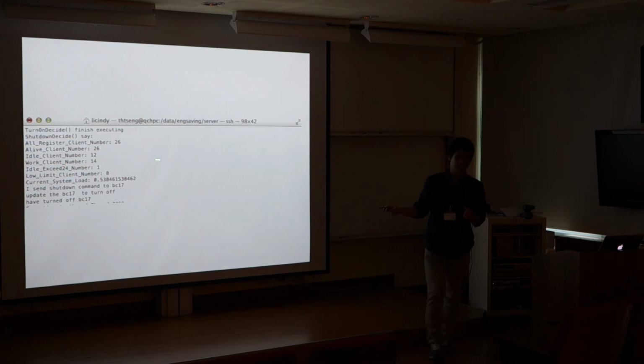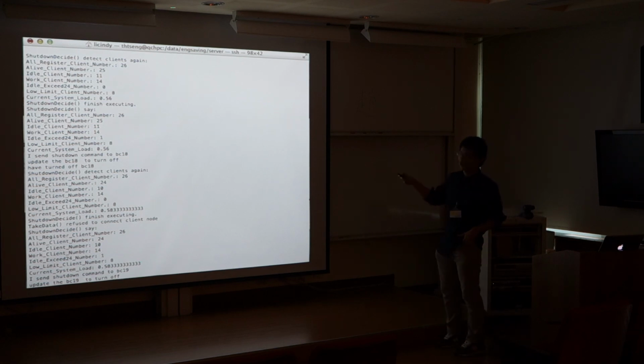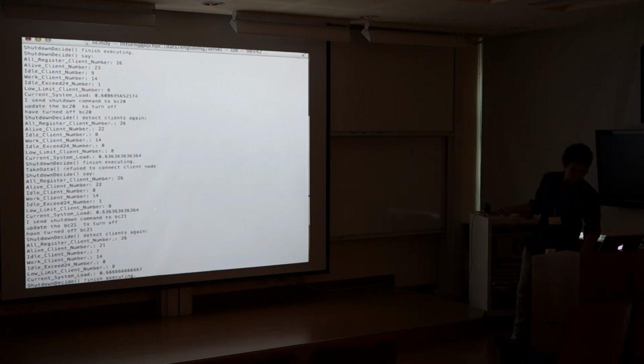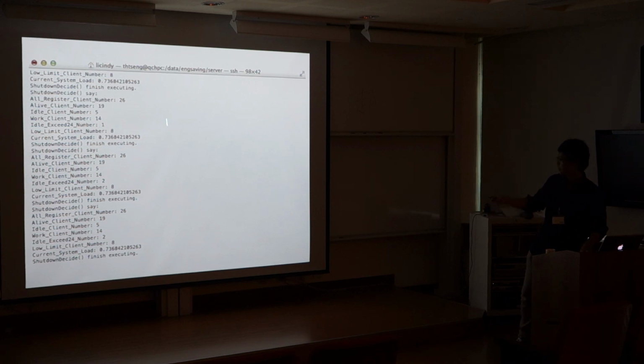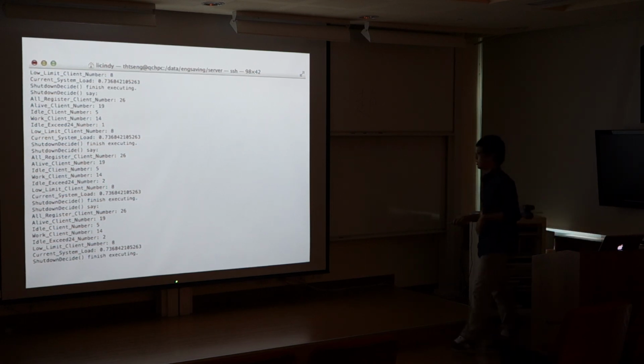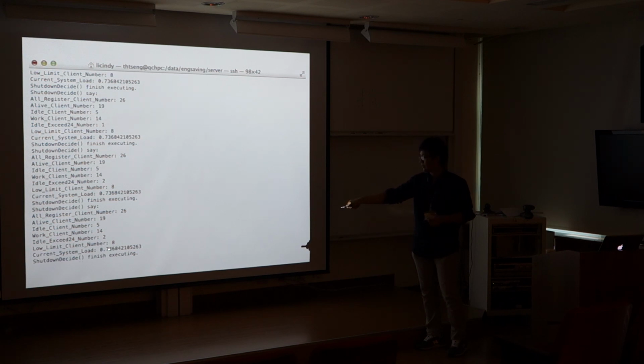It turns off BC17. And then it follows with the next job. It starts to turn off BC18 and BC19, and BC20 and BC21. The cast load is about 73%, so it will not shut down any computer later on.